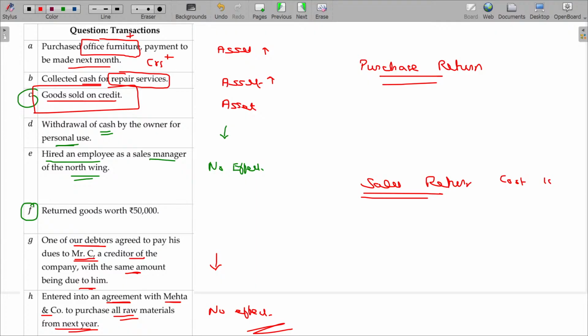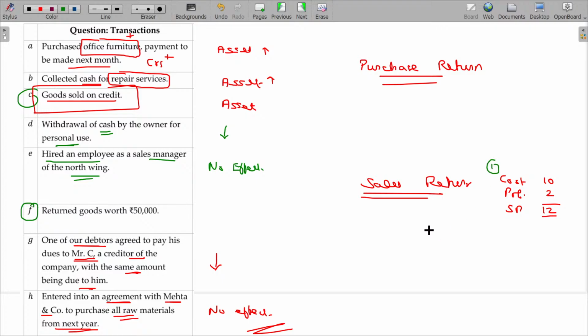Cost being 10,000, profit included here being 2, sale price 12. In case of return, what happens? This will increase the stock balance. First let me record the sales transaction here.